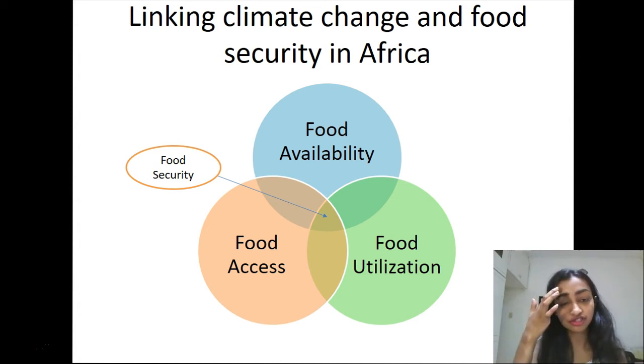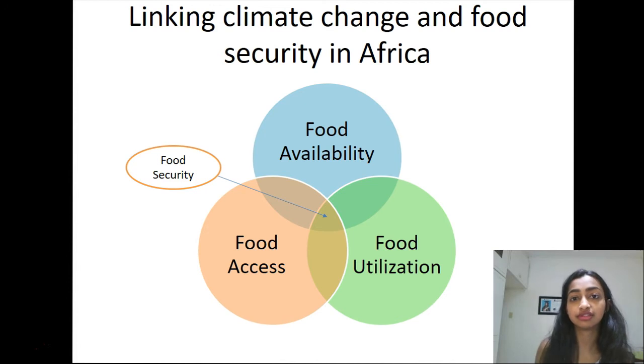And finally, nutrient access, which is also utilization, is about the nutrients of food. There have been reports saying that because of the increased CO2 levels, the nutrients in food are going down, for example, starch in potatoes. And also, as I mentioned before, if you have an illness like HIV, your body's ability to absorb nutrients is also hampered. So in turn, you have a problem with nutrient access.